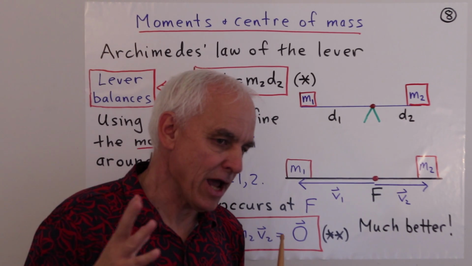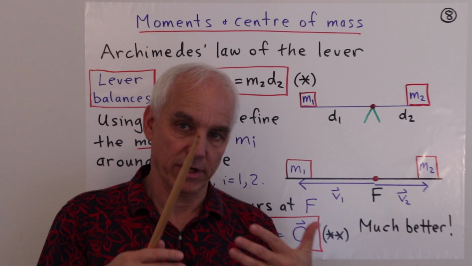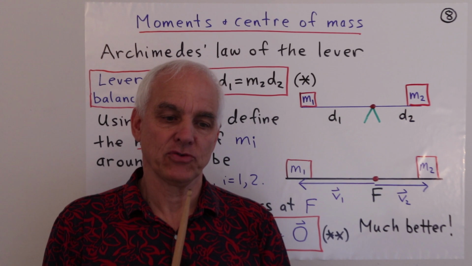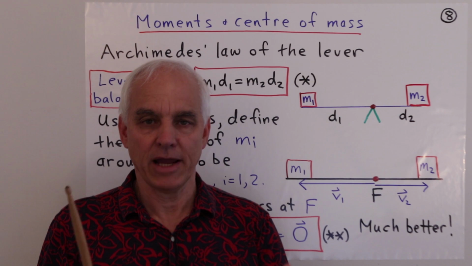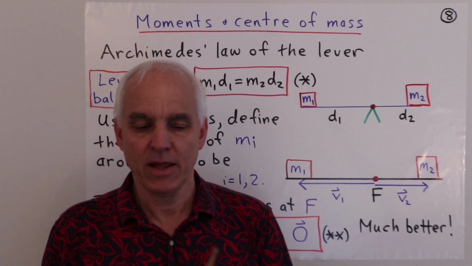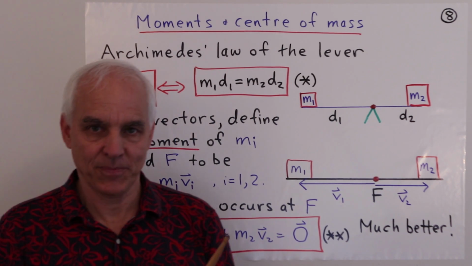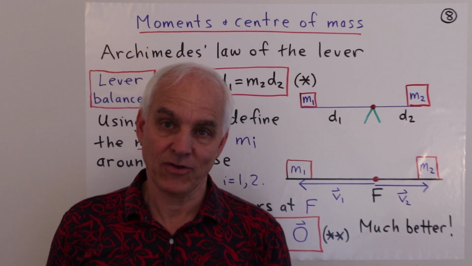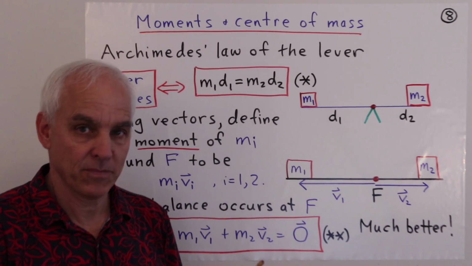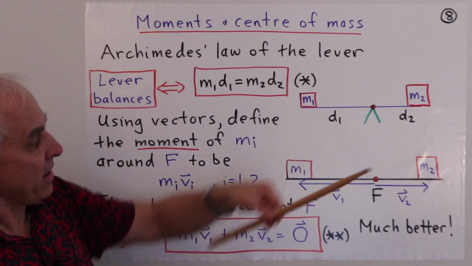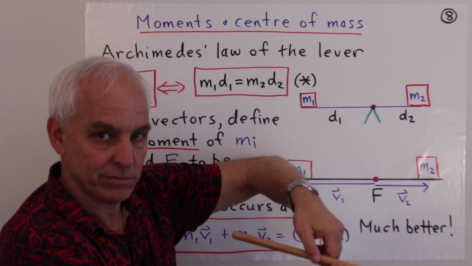Right, so I'd like to now put some of these vector ideas to work in a very important kind of example to illustrate a physical principle that's naturally expressed with vectors. This has to do with moments and the centers of mass. And it really goes back to Archimedes and this famous law that he discovered called Archimedes' law of the lever, which tells us when two masses on a lever balance.